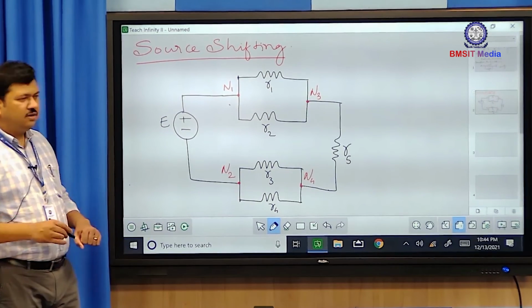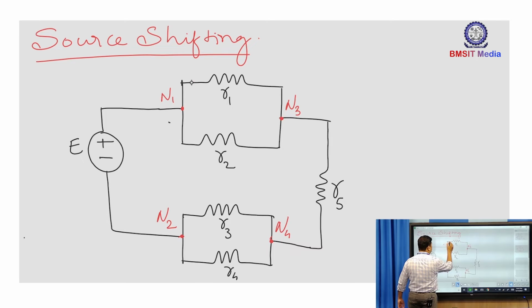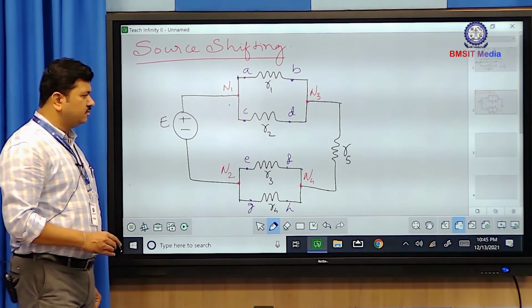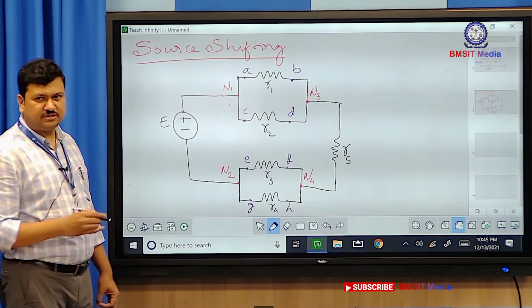Now, for my convenience, I will also name the terminals of all these resistors. Let this terminal of the resistor be A, let this be B, let this be C, let this be D, E, F, let this be G, and let this be H. Okay. Now I would like to shift this voltage source from its main branch to the other branches.